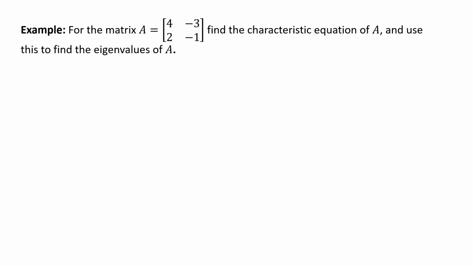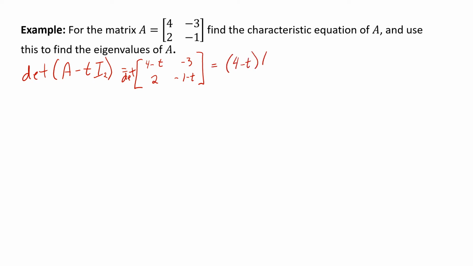So for example, what do I mean by the characteristic equation? Well, here's a simple matrix. When we want to find the characteristic equation of A, we're looking for the determinant of A minus t times the 2 by 2 identity. So in this case, it's 4 minus t, and you leave the variable in there, 2, negative 3, negative 1 minus t. So the determinant of that is 4 minus t times negative 1 minus t, minus negative 3 times 2.